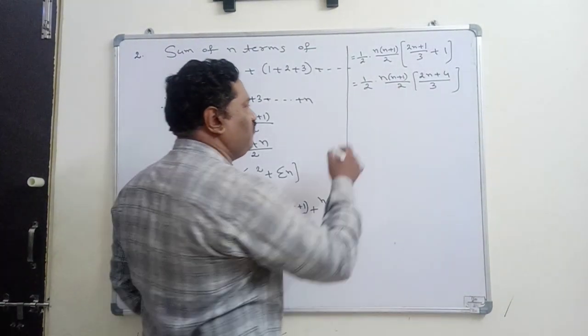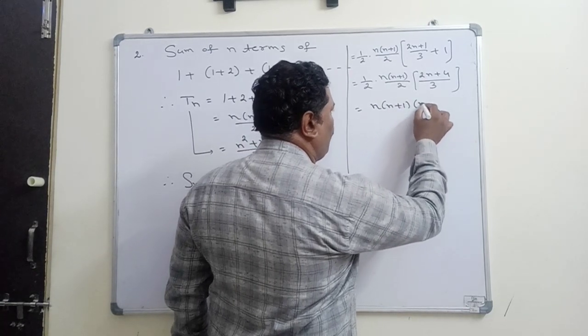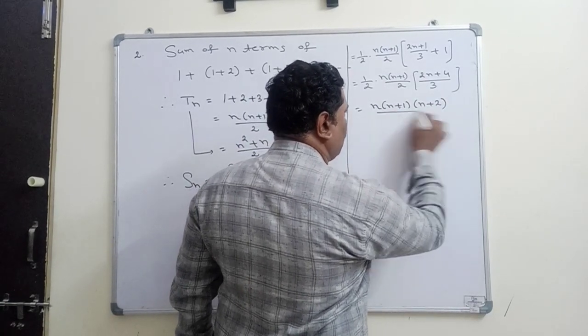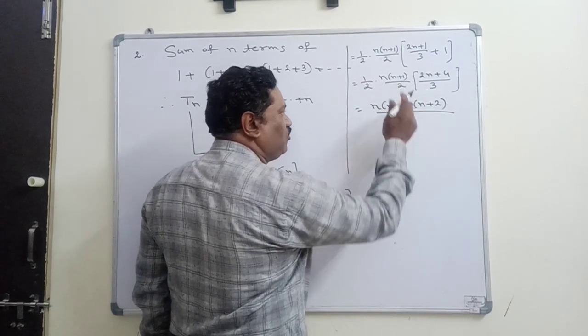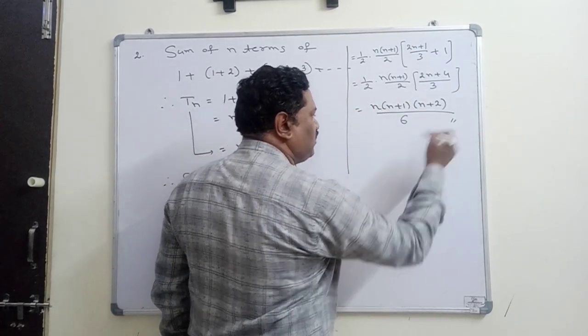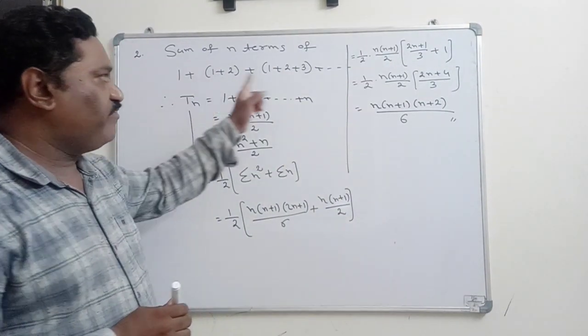Therefore the numerator we are going to get as n into n plus 1 into n plus 2 upon, if we take the 2 common, one 2 is getting cancelled, remaining one more 2 will be there, 3 into 2, that is 6. So this is the answer for the sum of the n terms of that given sequence.